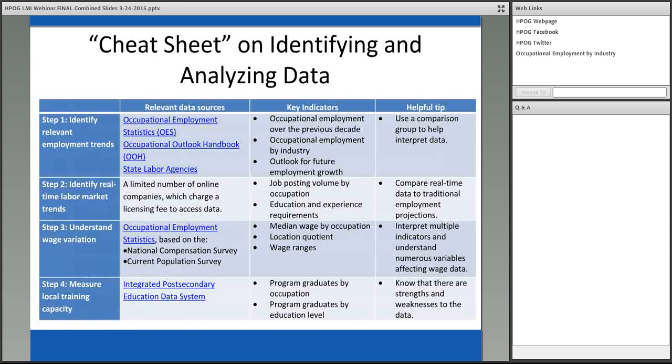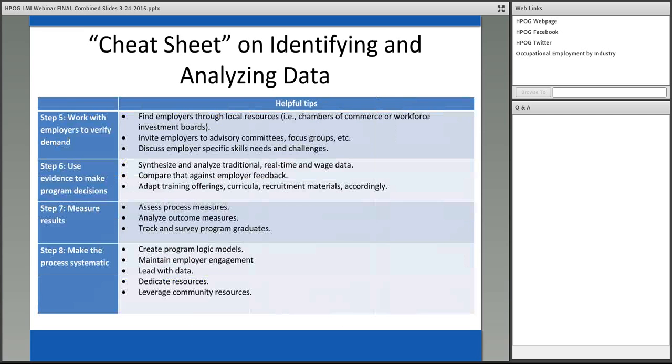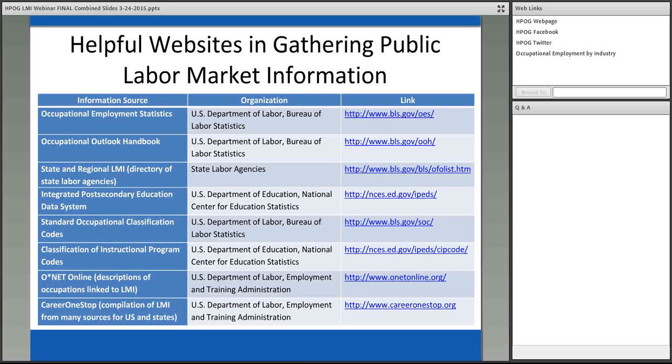And one of the other resources we include in the paper is a cheat sheet that just provides a nice summary guide of the 8 steps in these very quick to read tables. As well, we include links to many different websites where all of the data sources that we described today can be found. And so programs who are very interested in this information can begin looking at this and begin to use this information to make program decisions.